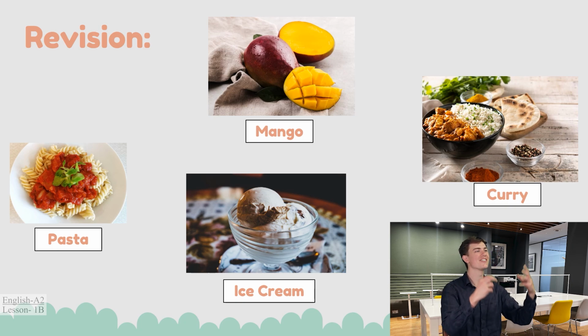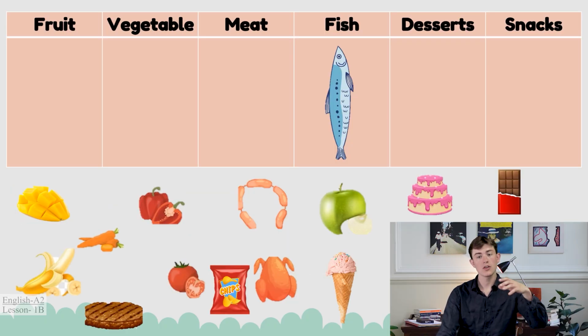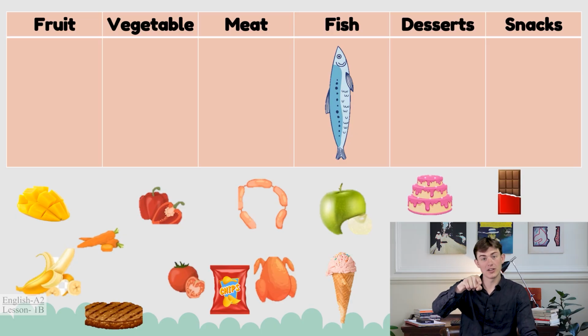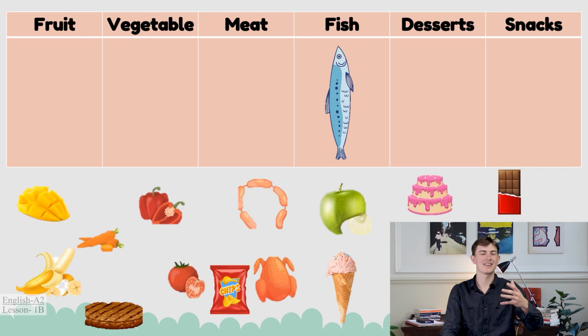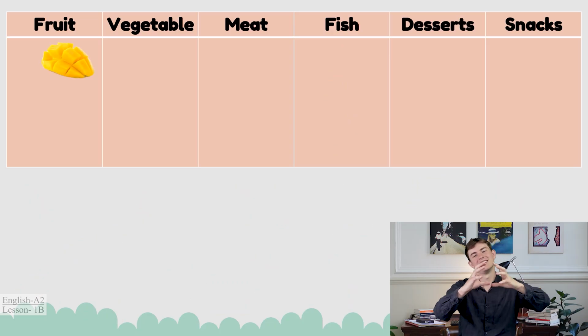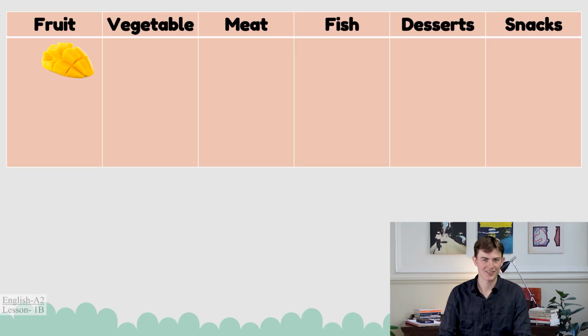So, now we've got a challenging task. You'll see on the screen that we've got 6 different categories. We've got fruit, vegetable, meat, fish, desserts, and snacks. So, what I want you to do is look at the pictures and see if you can sort the pictures into the correct category. So I'll do the first one for you. We need to put our favourite food into the fruit category. We need the mango up in the fruit section.